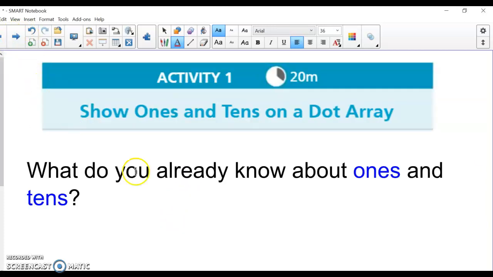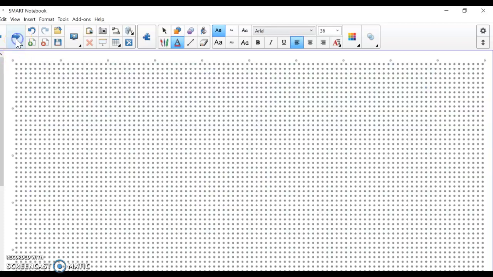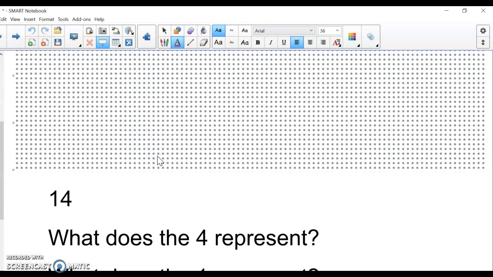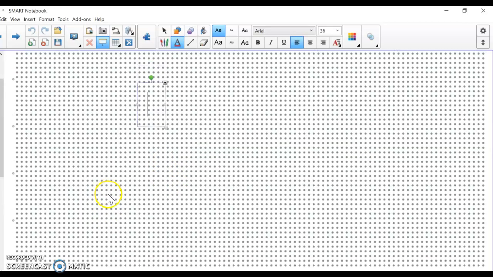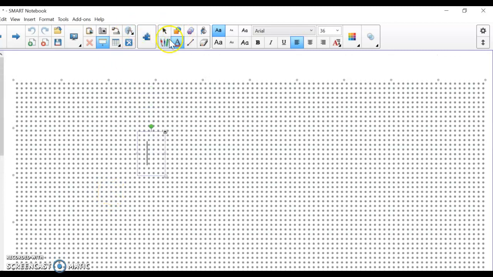Okay. So what do we already know about ones and tens? Let's think about that. If we look at this board, our whiteboard, flip it over to the back so you see this, okay? And we want to try and represent ones and tens with this giant array. And so let's try and look at the number 14. Well, what does the 4 represent here? Well, you might remember that this is in our ones place. So the 4 really represents 4 ones.